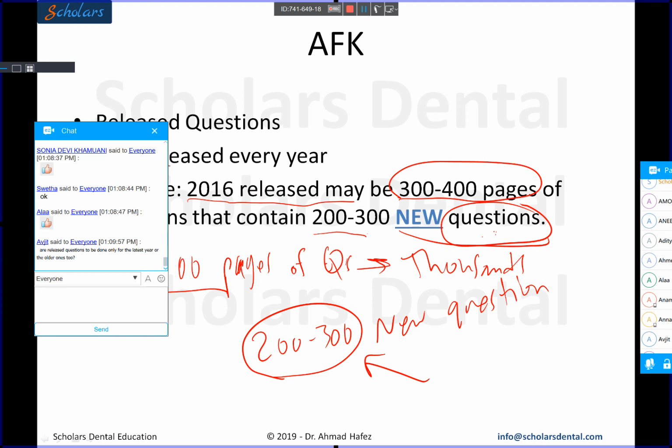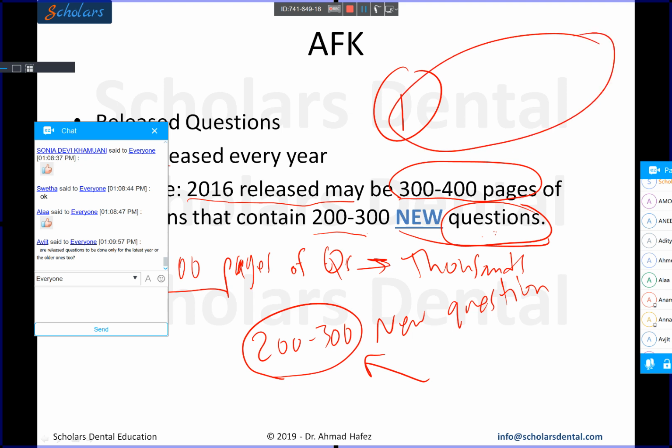Are release questions to be done only for the latest year or the older ones too? No, you've got to do all of them. To be honest, you should do all of them, because there is crossing. You will have similar questions, but some questions are not put in the last one, right? Now, obviously, if you have to choose one set of questions, then do the most recent. But ideally you want a combination of all the questions, and that's what we'll provide you.